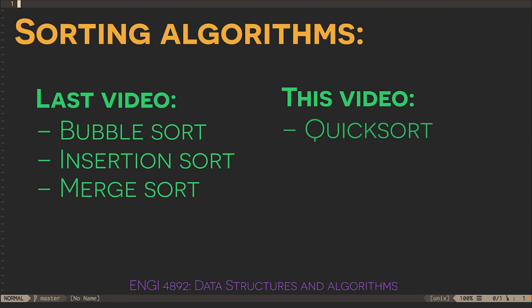So that's the quicksort, counting or bucket sort, and the radix sort.